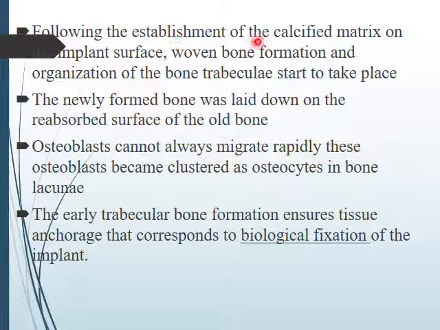Following the establishment of the calcified matrix on the implant surface, woven bone formation and organization of bone trabeculae start to take place. The newly formed bone is laid down on the resorbed surface of the old bone. Osteoblasts cannot always migrate rapidly. These osteoblasts become clustered as osteocytes in bone lacunae. The early trabecular bone formation ensures tissue anchorage that corresponds to biological fixation of the implant.